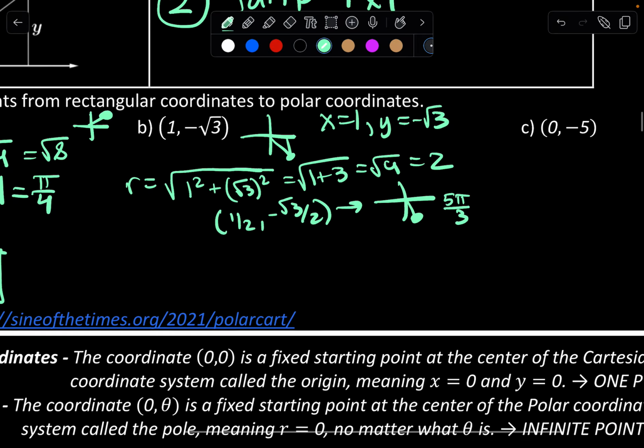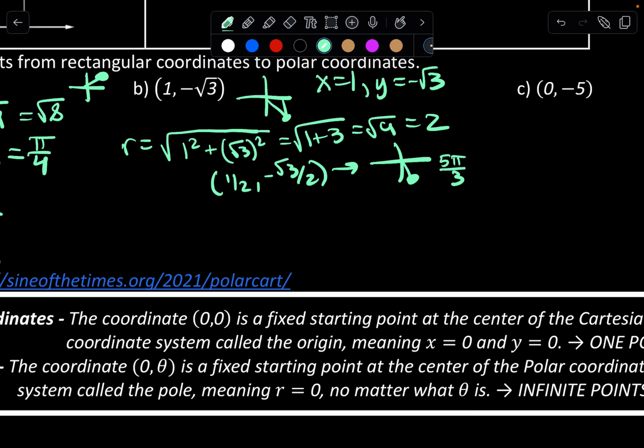And remember, you want your angles to be from 0 to 2 pi or 0 to 360. Try to stay within 1 revolution. Now, something else you could have done, you could have used tangent theta again, but these little shortcuts will help you get through these quicker. Okay, so we have (r, theta) is equal to, our radius is 2, our angle is 5 pi over 3.